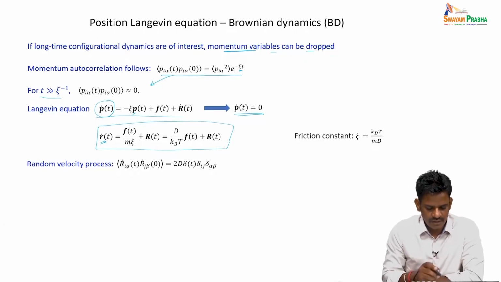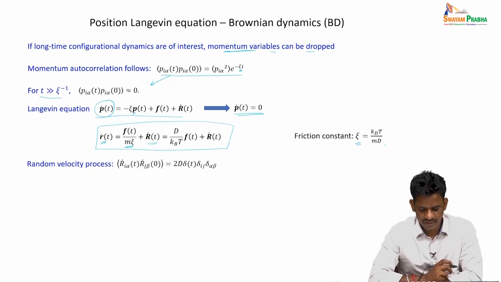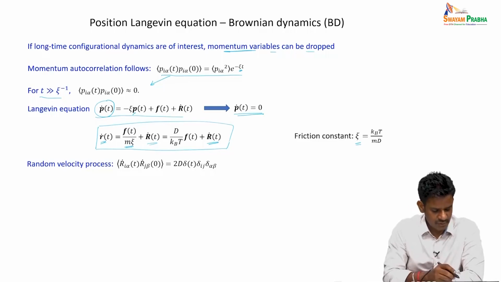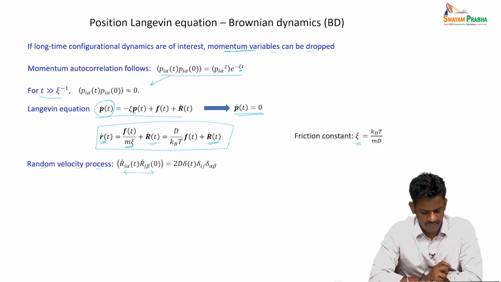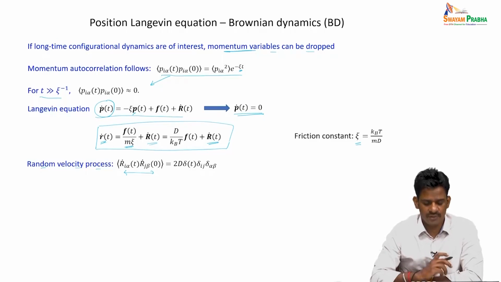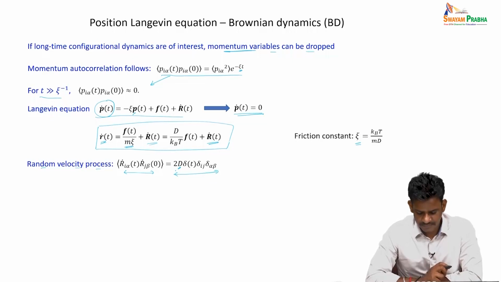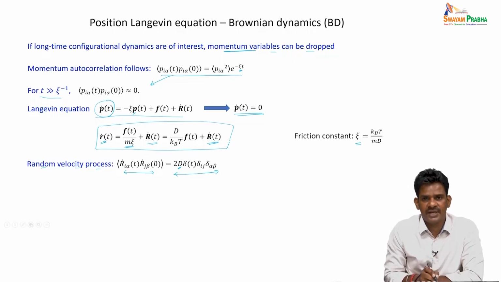So here you have only two terms. One is this conservative force term, the other one is the random force term. But again, we have to recollect that the friction coefficient is given by Einstein's relation. In this particular method, the random component is known as the random velocity process, and the correlation function of this random velocity process is given by this expression, where you see this D coming up, which is the diffusivity for two particles i and j and components alpha and beta.